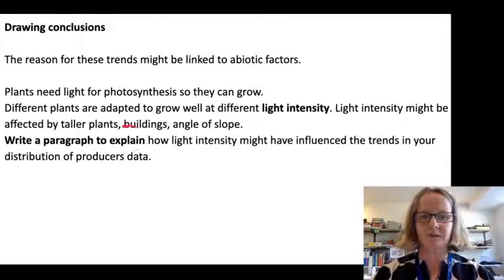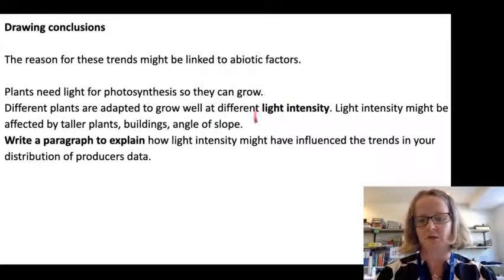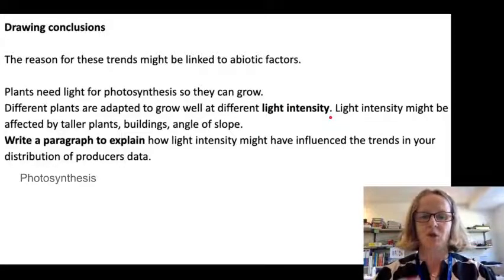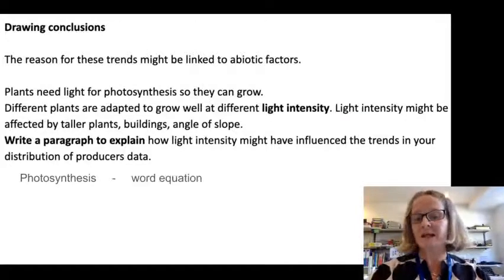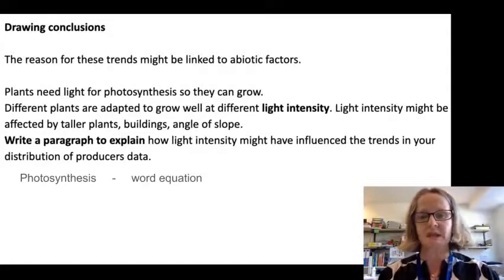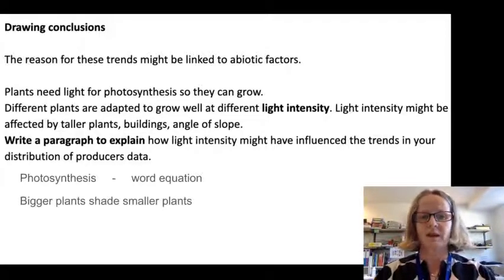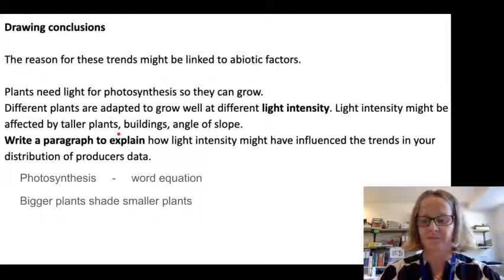Explain means that you have to say how or why, or you have to give a cause and link it to the effect. So if we're thinking about light intensity, the key word that comes to mind with ecosystems is photosynthesis. So you must use that term when you are explaining. It would be great if you could write out the word equation, because that's going to give you something to talk about in your explanation. Also, that idea of taller plants could be affecting the light intensity. So bigger plants shade out smaller plants. You could put that into your explanation.